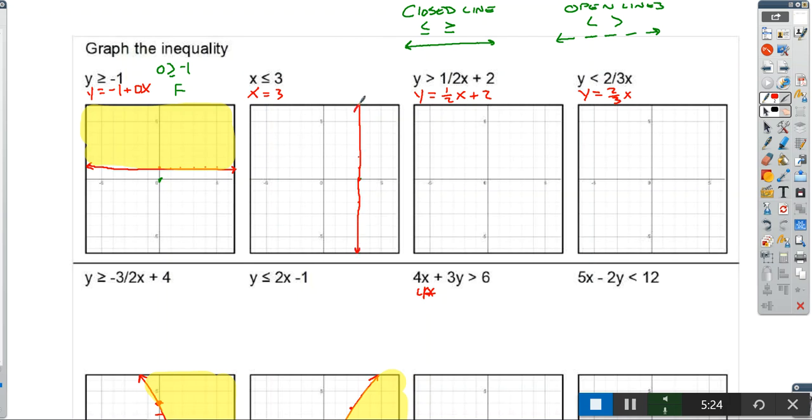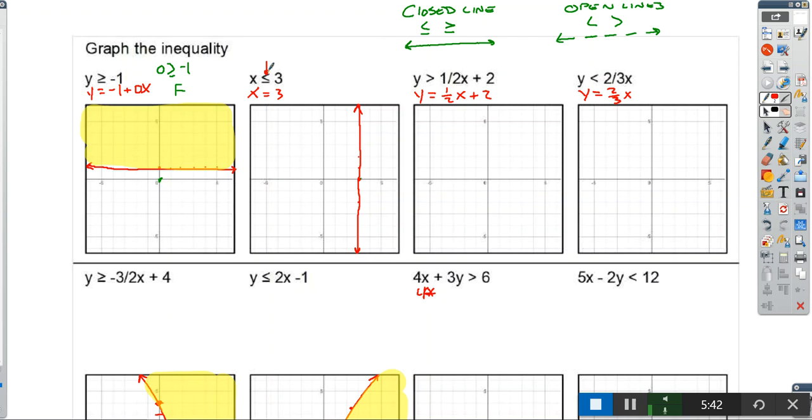Excellent. I can't help but notice that this is not a function. It would royally fail the vertical line test, whereas this one here is a function because it does pass the vertical line test. And so let's look at the inequality.